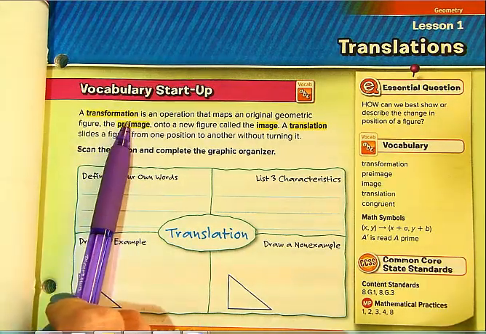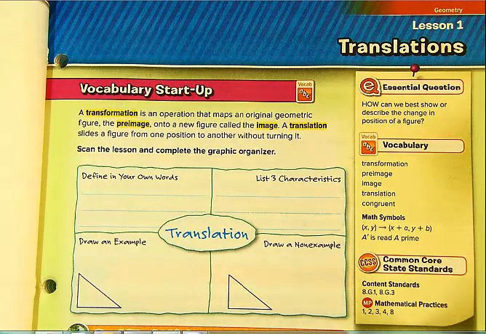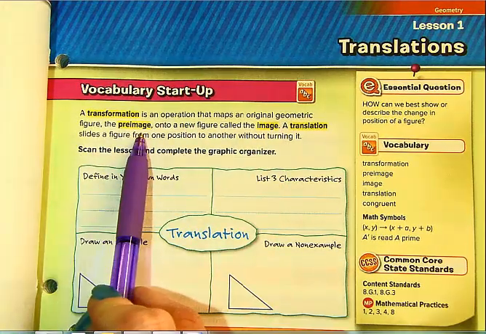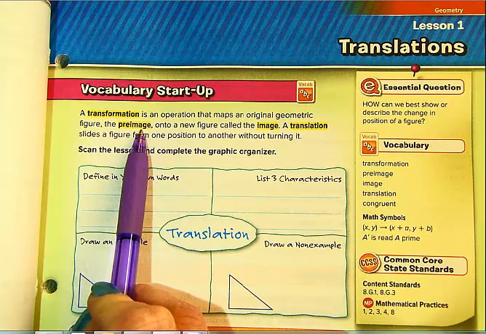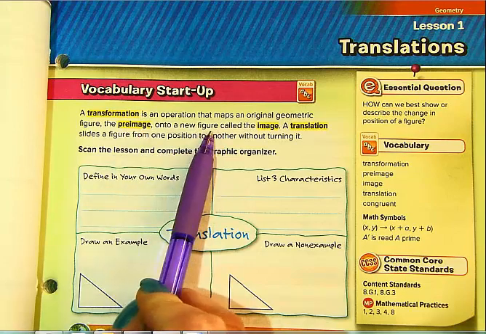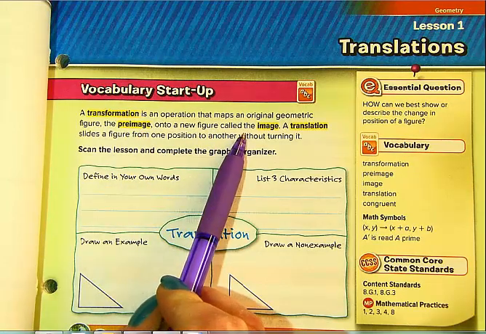Well, a transformation is whenever we change an image, whenever we have something and we change it somehow. So a transformation is where we have an original image. That's called our pre-image. That's the original. And then we move it, we spin it, we do something to it, and we get a new figure, and that new figure is called the image.